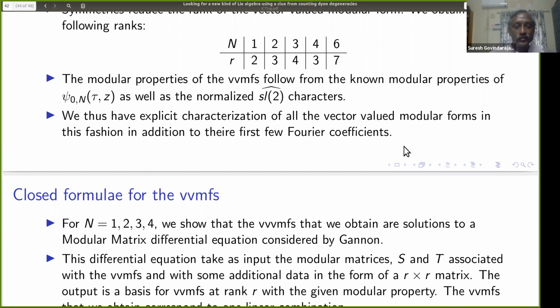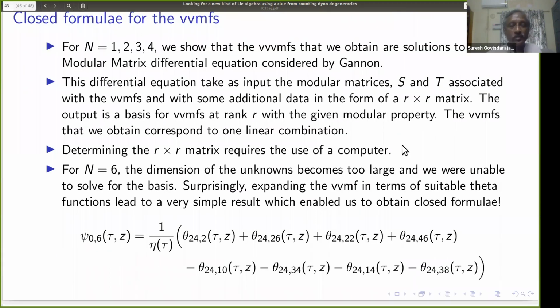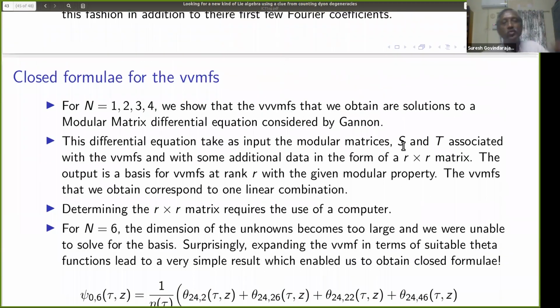But now the question is, can we get closed formulae? If you want the 100th term, you don't want to sit there and do this by hand, solving it. So we got this idea to look at some work due to Gannon, where he constructed a modular matrix differential equation, and asked whether these VVMFs solve some differential equation. And what are the inputs for the differential equation? The matrices S and T, that means under tau goes to tau plus 1 and tau goes to -1 upon tau. How these things transform, we can work out.